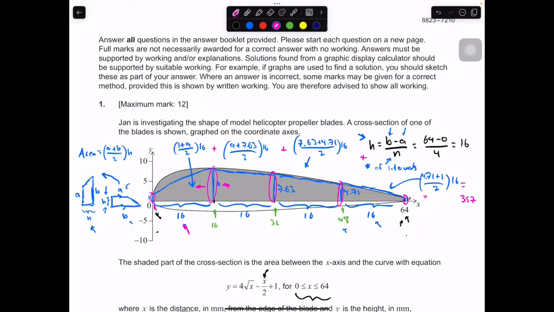So those intermediate heights. So there's really 2 different ways we could use the trapezoid rule in some sense. We can use the formula, or essentially we could find the area of each of the individual trapezoids and then add them all together. So A1, A2, A3, A4, and so on.